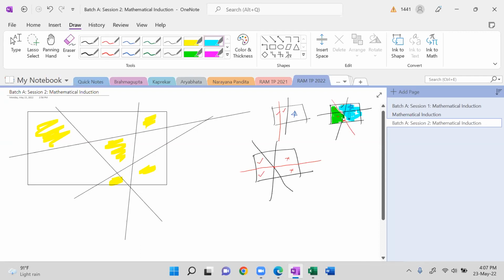Is that what you are saying? Yes, that's what I want to say. Okay, okay. Oh, I see what you're saying. So what you're saying is, if I draw that new line, it is going to divide that. All right.